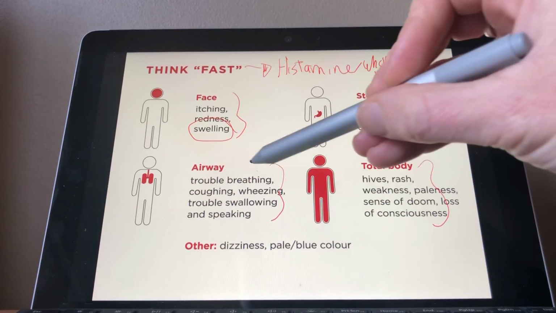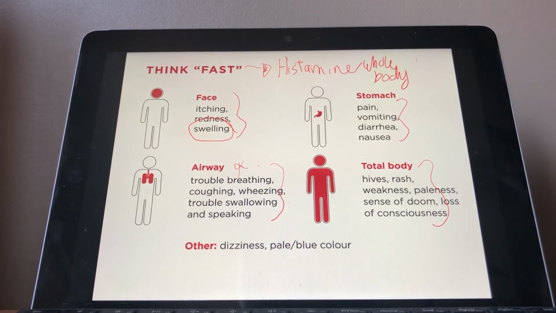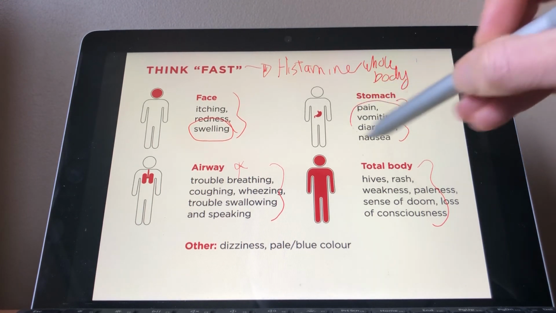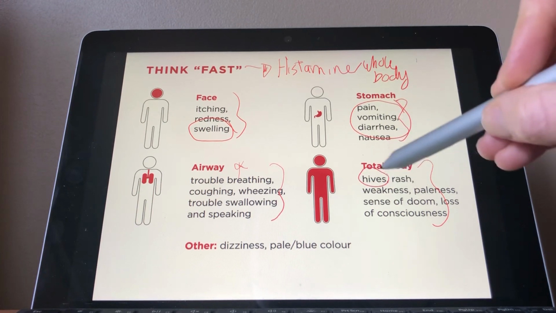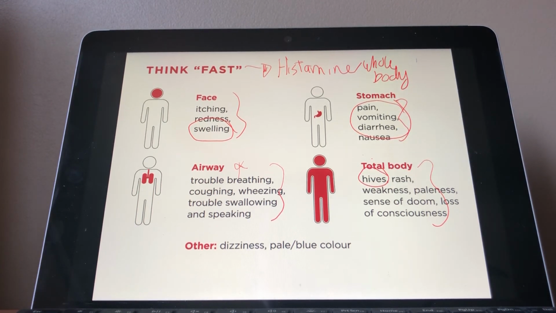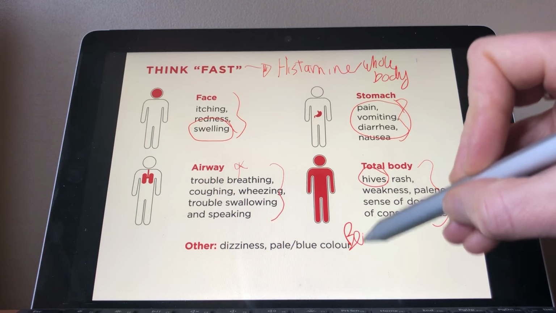He didn't actually have all of these symptoms. He didn't have trouble breathing or coughing, but he did have the others. His stomach was really irritated, and he ended up getting hives, which are these blotchy things all over his body. So we took him to the hospital, and they told us that he was having an allergic reaction, and the treatment was Benadryl.